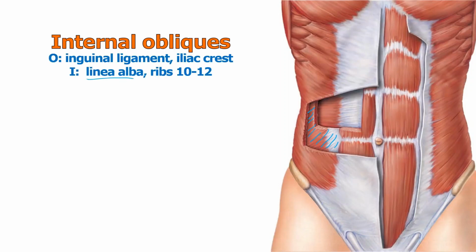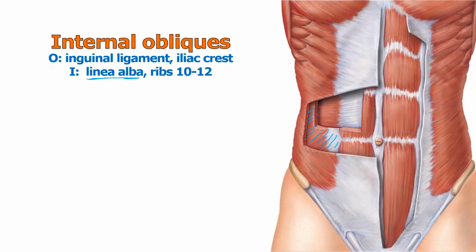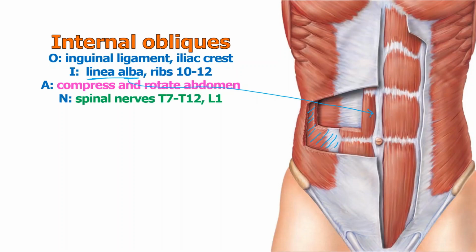Linea alba literally translates to white line, linea, white line. And it's this structure right here that runs right down the middle of the body and holds all those musculatures together. So again, these are going to have similar actions to compress and rotate the abdomen, and they will all be innervated by a variety of spinal nerves.